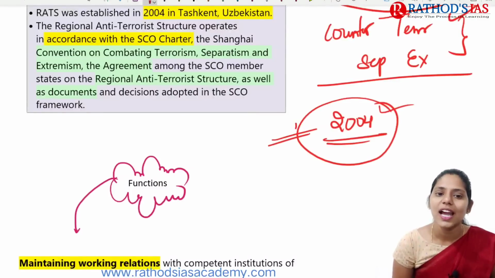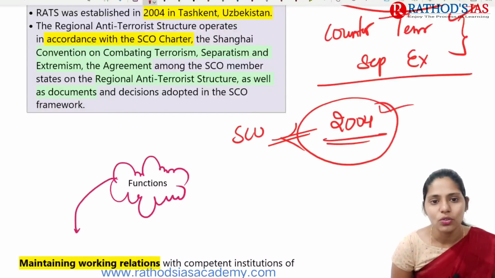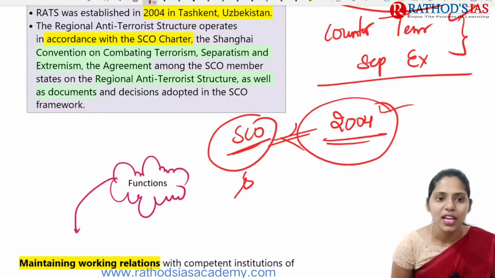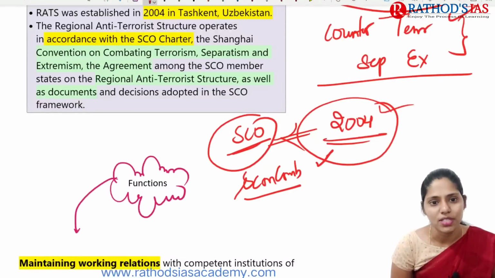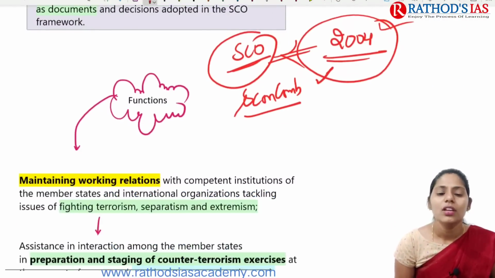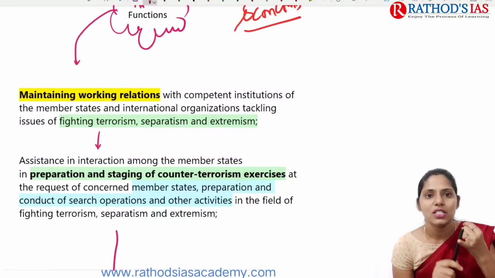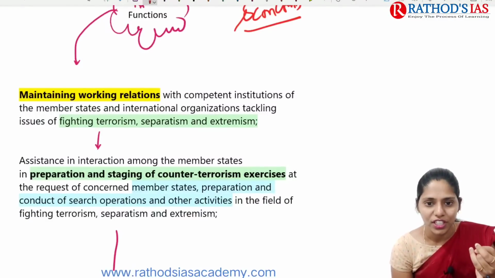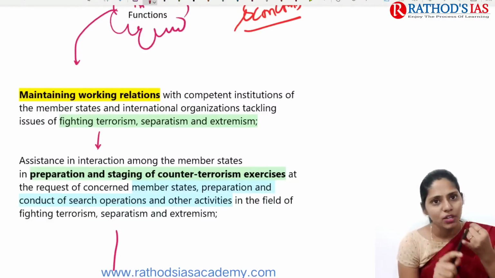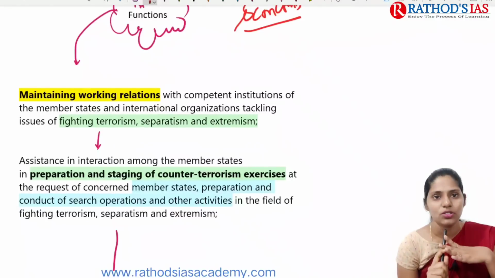So it is a regional anti-terror structure which operates in accordance with the SCO Charter as well as the Shanghai Convention on Combating Terrorism, Separatism and Extremism. If we're talking about the functions of this SCO RATS, the first one is that it mainly focuses on working of relations, and it focuses on fighting against terrorism, separatism as well as extremism.